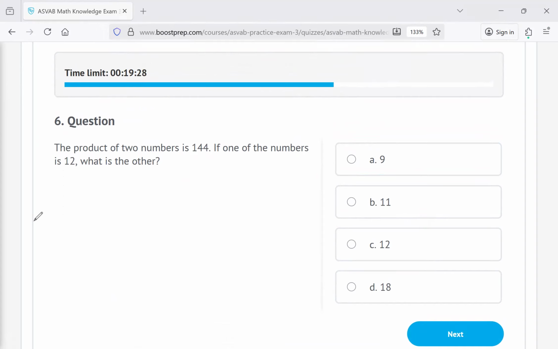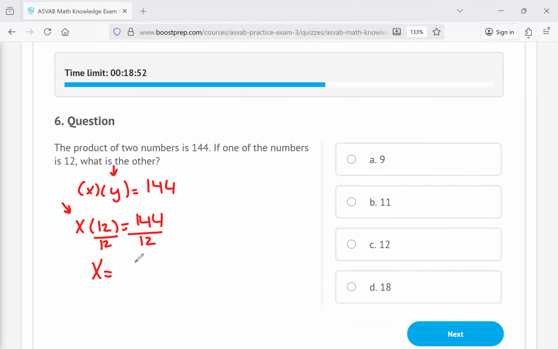Okay. Number 6 says the product of two numbers is 144. If one of the numbers is 12, what is the other? You probably could say it's 12 because 12 times 12 is 144. But when you say the product of two numbers, it's really saying x times y equals 144. If one of the numbers is 12, let's pretend y is 12, and you need to figure out the other number, x. So you divide both sides by 12. 144 divided by 12 is 12. So it's C.